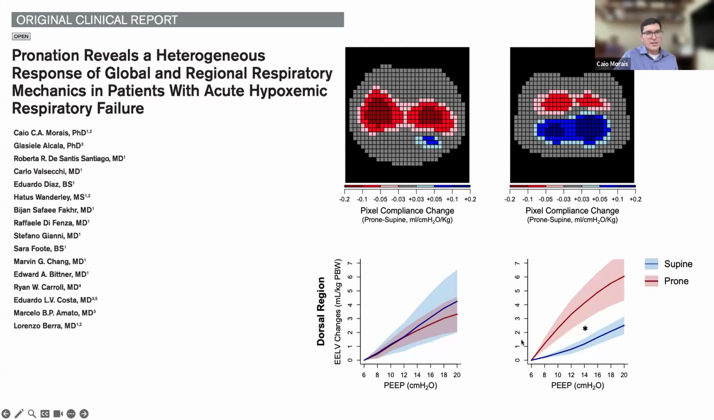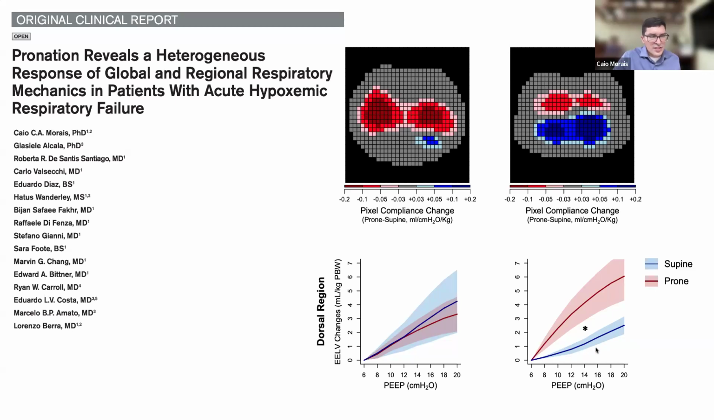Looking at PV curves, we also have interesting information. This is the dorsal region PV curve, with volume and PEEP on the x-axis. For patients with poor response to prone, the dorsal lung looks the same. There is no major change in compliance and aeration. But when we have patients with this behavior, we have much better compliance at the dorsal part of the lung in prone position compared to supine.